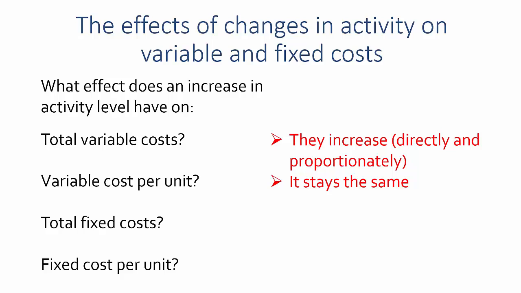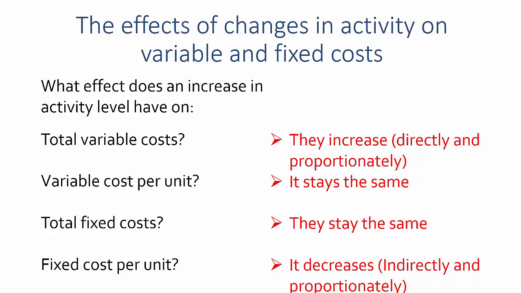How about total fixed costs? Total fixed costs stay the same over different levels of activity. And finally, what happens to fixed cost per unit as activity goes up? Remember, fixed cost per unit is going to go down. It'll decrease indirectly and proportionately with changes in activity.